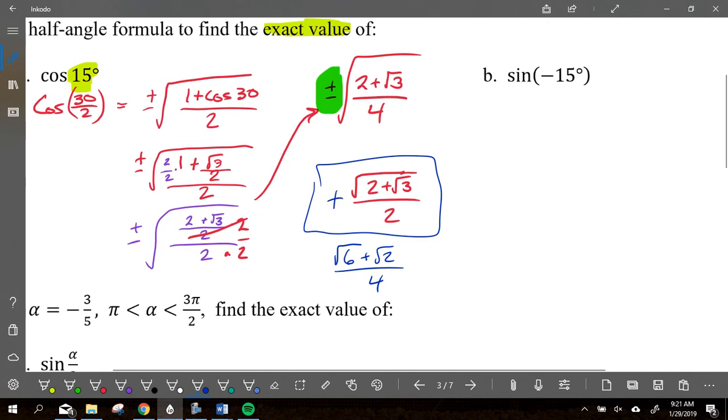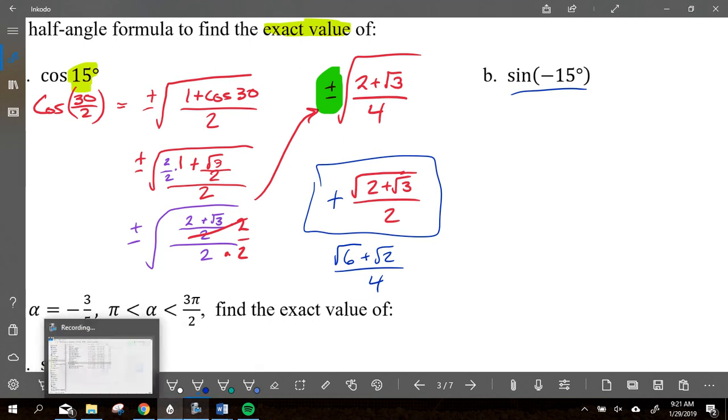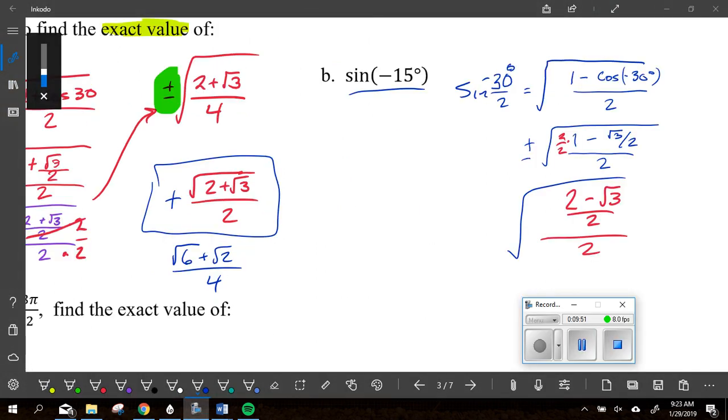Try sine of negative 15 degrees. Work with your neighbor and get an answer for that, please. Set it up very similarly here.